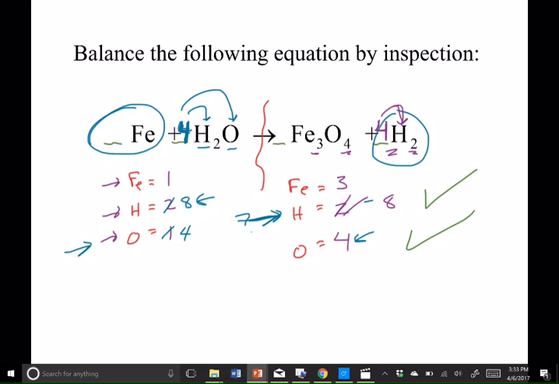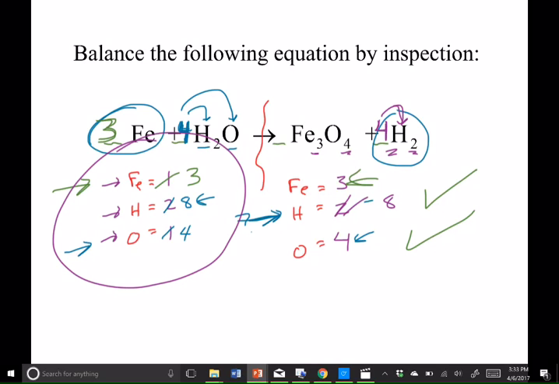So what's not balanced are my irons. I've got 3 here, and I need 3 over here. So how do I get 3 irons over there? This is why I said leave this to last, because if I just slap a 3 in there and update my irons, now I've got 3. So by my account, 3, 8, and 4, 3, 8, and 4. So with coefficients of 3, 4, 1, and 4, I balanced it. Do you see how you kind of go back and forth?